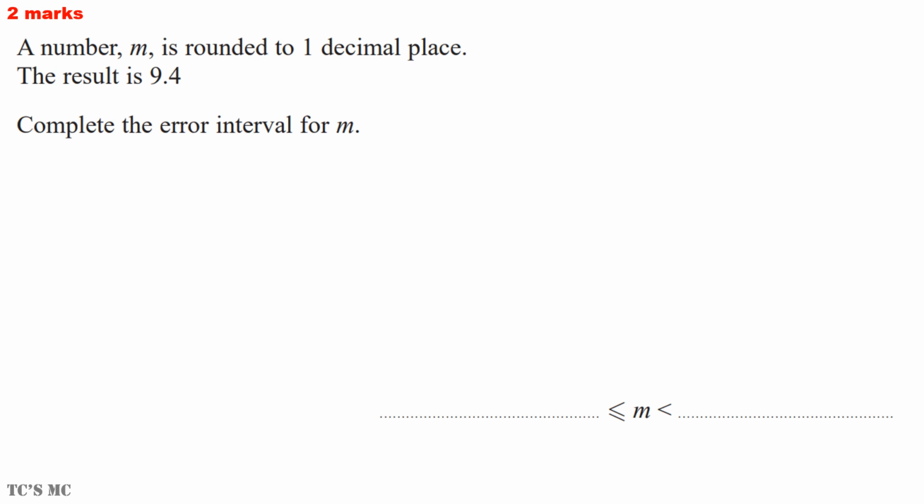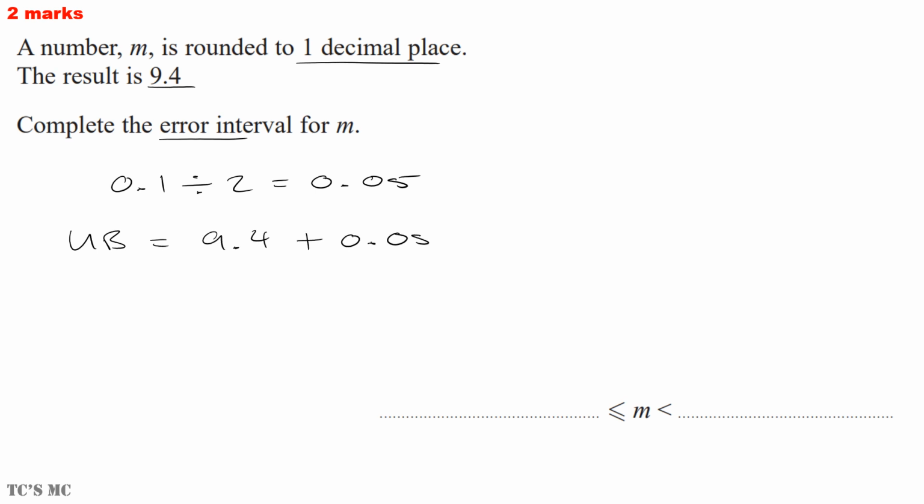A number m is rounded to 1 decimal place. The result is 9.4. Complete the error interval for m. If a number has been rounded to 1 decimal place, the smallest 1 decimal number is 0.1. If we divide that by 2, we get 0.05. For the upper bound, we need to do 9.4 add on 0.05.